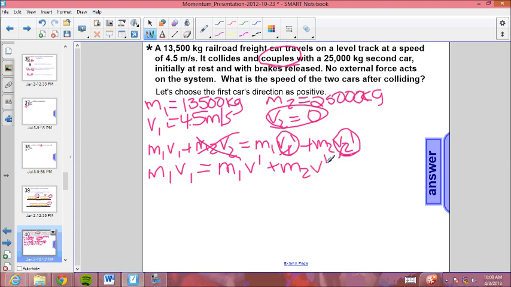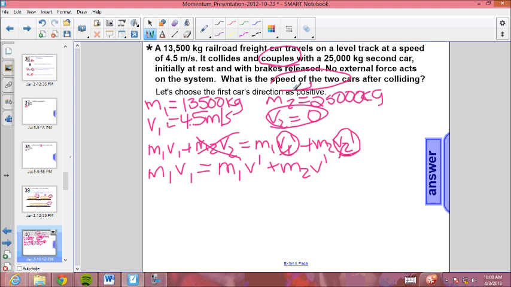And now remember, we want to get the speed of the two cars at the end. So we know that that is our v prime, because that's our velocity at the end. So now all we have to do is solve for that v prime. But if you notice, we have it in two places.